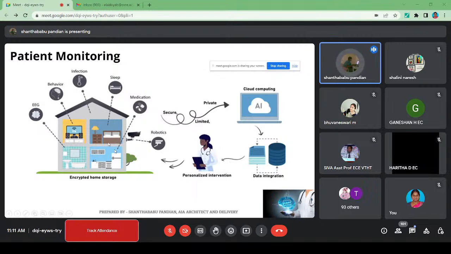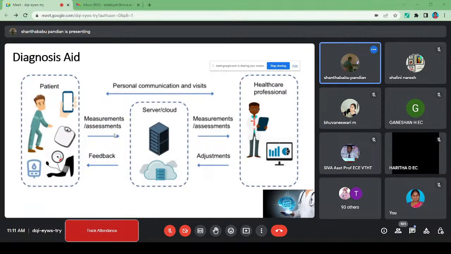Is there any critical thing? No, we have to take the patient, but 80% is fine, or 75% is fine. The patients can take the treatment from home itself. So that is the idea of the patient monitoring system.